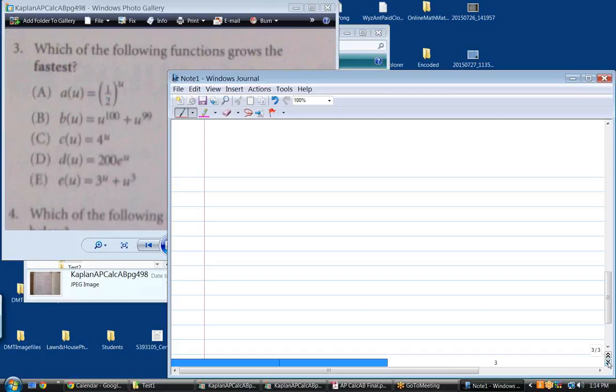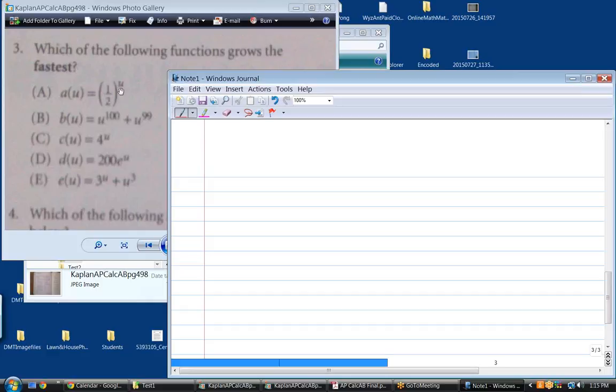What grows faster, polynomials or exponentials? Exponential. Okay, so we only have A, C, D, and E as possibilities. In other words, right. This is a polynomial. There's no way this grows the fastest when the variable is on the base line and not in the exponent.